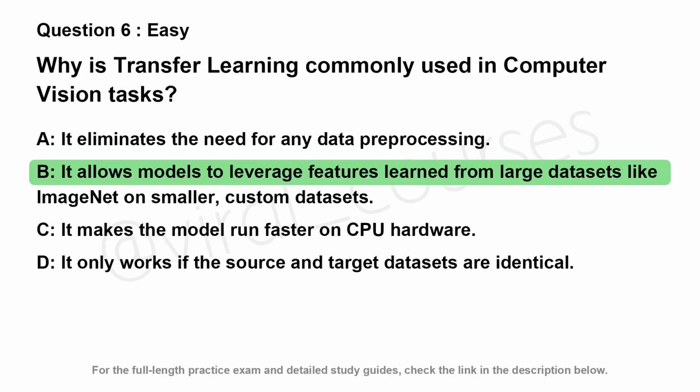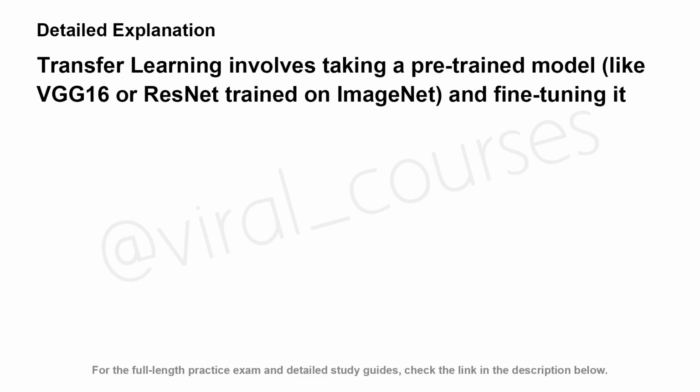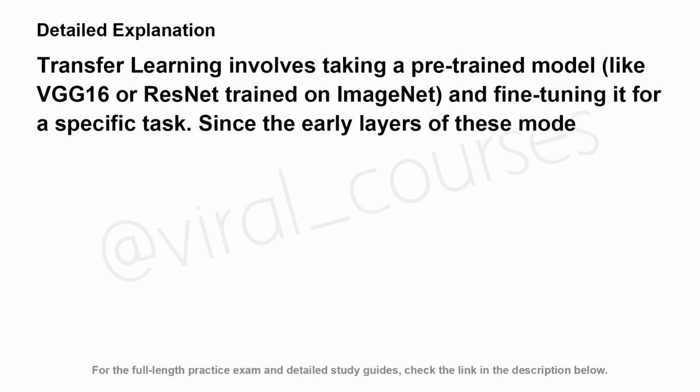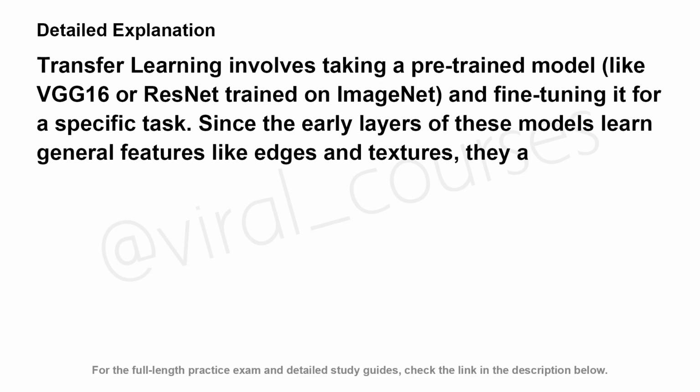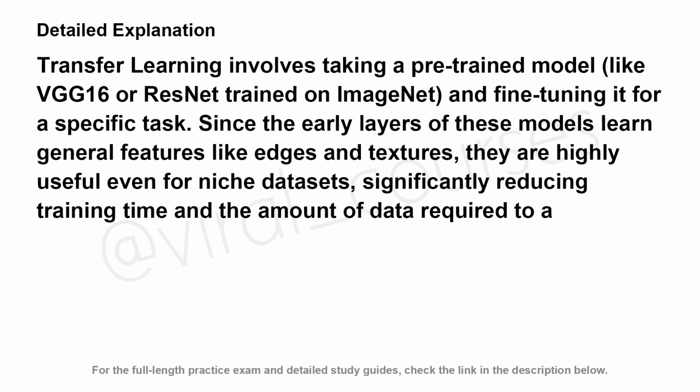The correct answer is B. Transfer learning involves taking a pre-trained model, like VGG16 or ResNet trained on ImageNet, and fine-tuning it for a specific task. Since the early layers of these models learn general features like edges and textures, they are highly useful even for niche datasets, significantly reducing training time and the amount of data required to achieve high accuracy.